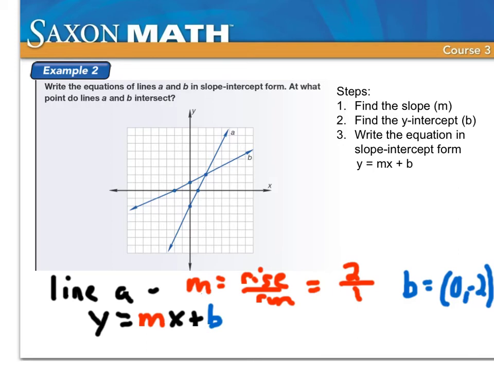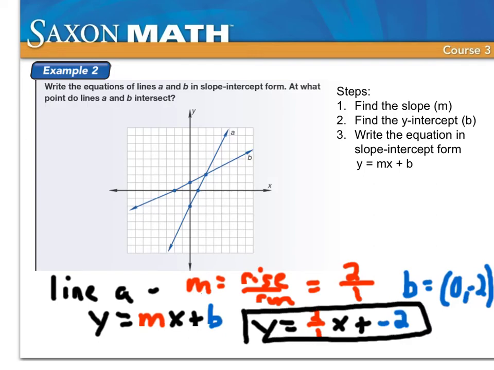So now I'm going to literally just fill in my m and my b. Remember, the stuff in black doesn't change. So when I write this in slope-intercept form, it's going to be y equals. My m was 2 over 1, so I'm going to put 2 over 1 times x, x doesn't change, plus, and my b, which is -2. So my slope-intercept form of line A is y equals 2 over 1 x plus -2. Y equals mx plus b.